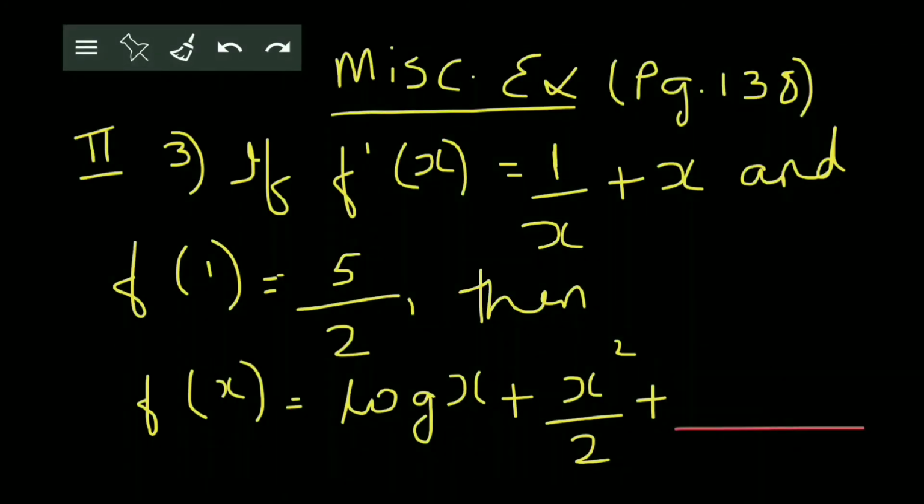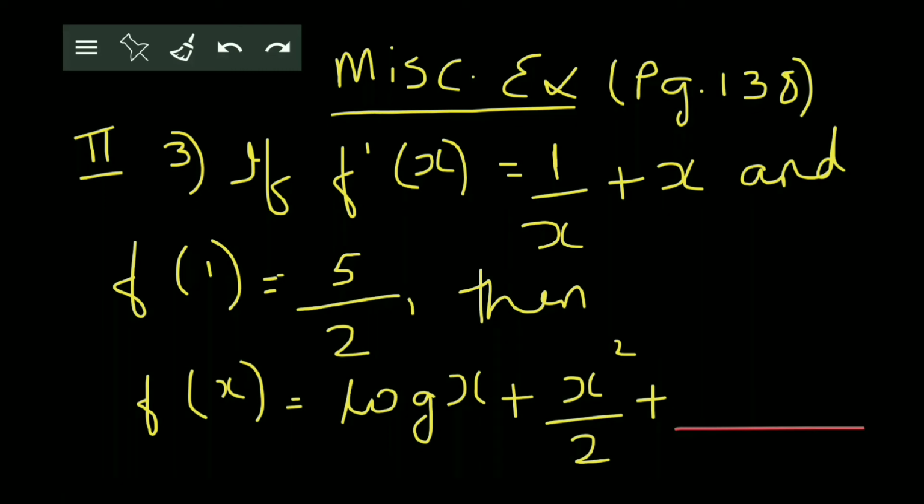From the miscellaneous exercise itself, page number 138, question number 2, that is fill in the blanks, the third question we can try out. The third question is: if f dash x is equal to 1 upon x plus x and f1 is given as 5 upon 2, then fx is equal to log x plus x square upon 2 plus dash. We have to find that dash.